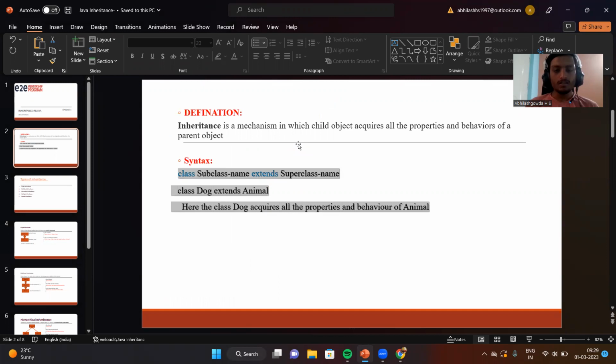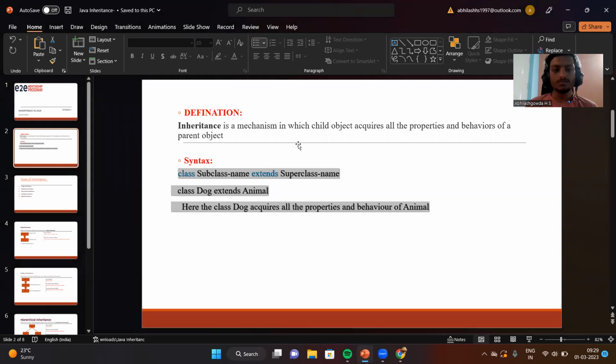Inheritance is nothing but one object acquiring the properties of another object, like a child class acquiring the properties of a parent class. The parent class cannot acquire the properties and behavior of a child class, but the child class can acquire the properties and behavior of a parent class. This is known as inheritance.